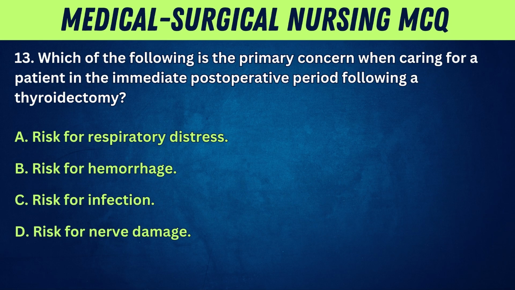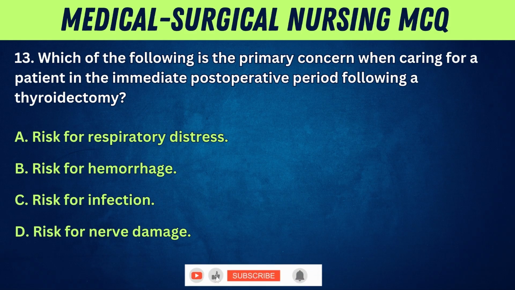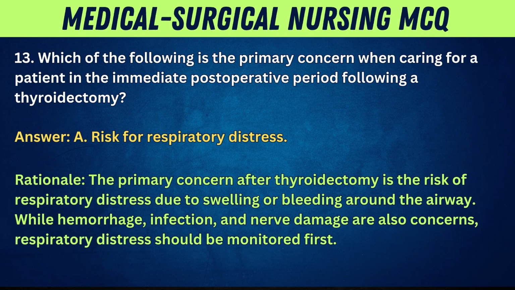13. Which of the following is the primary concern when caring for a patient in the immediate postoperative period following a thyroidectomy? A. Risk for respiratory distress. B. Risk for hemorrhage. C. Risk for infection. D. Risk for nerve damage. Answer: A. Risk for respiratory distress.